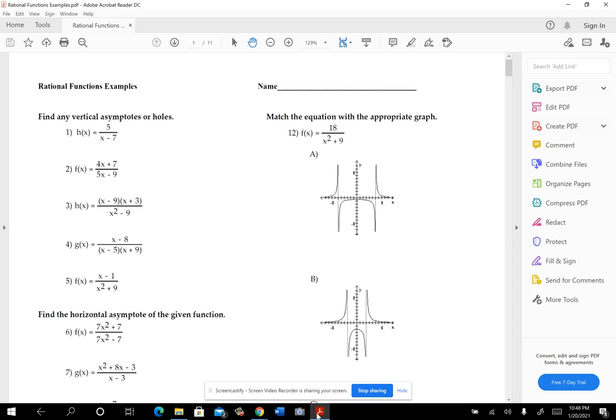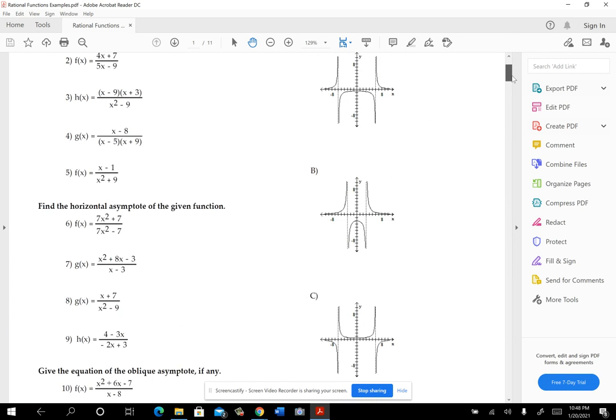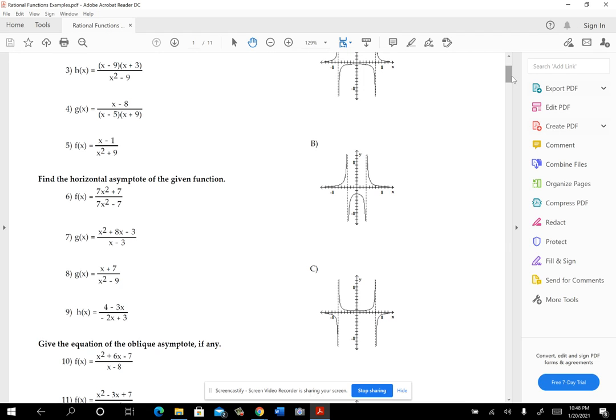Okay, this video is going to start looking at graphs of rational functions. So if given multiple choices, how do you decide what the graph should look like? All right, so I'm just going to do several examples here.